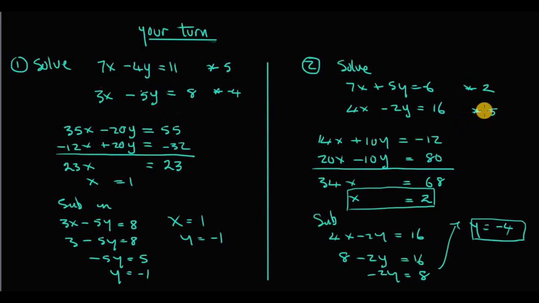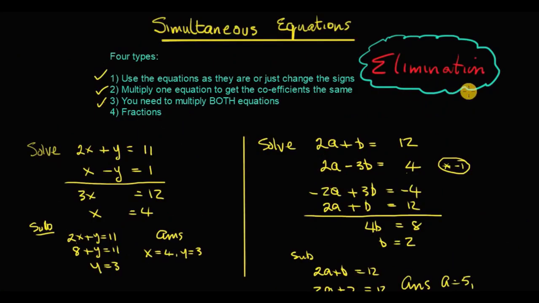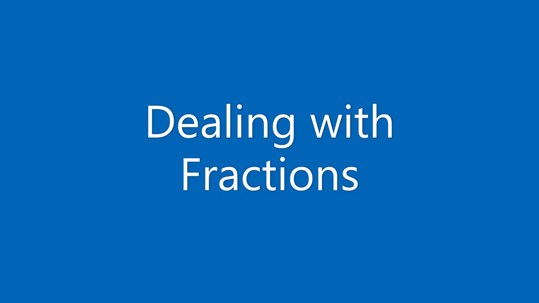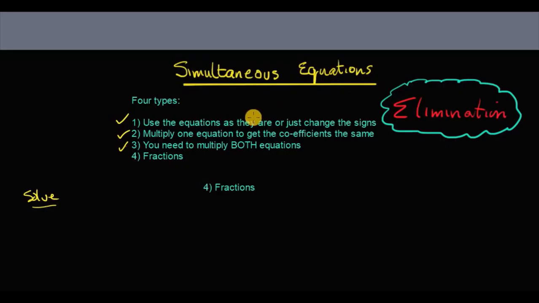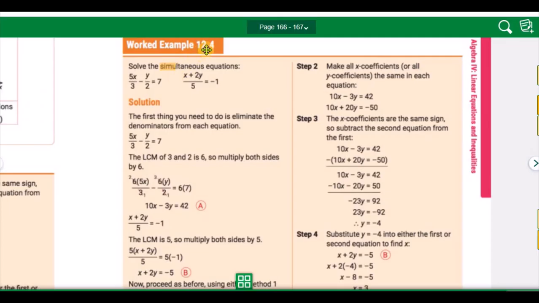Okay. And lastly, we're going to look at some fractions. Now the last type of simultaneous equation I want to look at are ones dealing with fractions. So let's have a look at an example. Okay, so we have 5x divided by 3 minus y over 2 is equal to 7, and x plus 2y divided by 5 is equal to minus 1. Now the first thing we need to do is to eliminate the denominators from each equation.